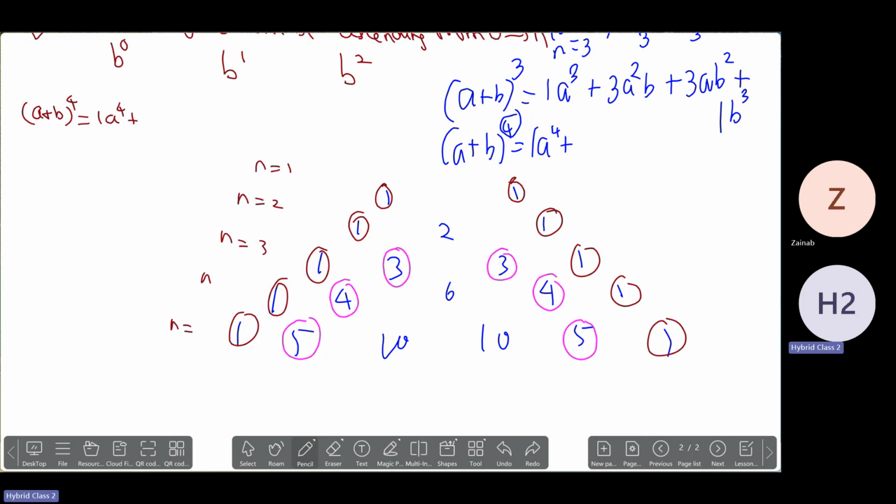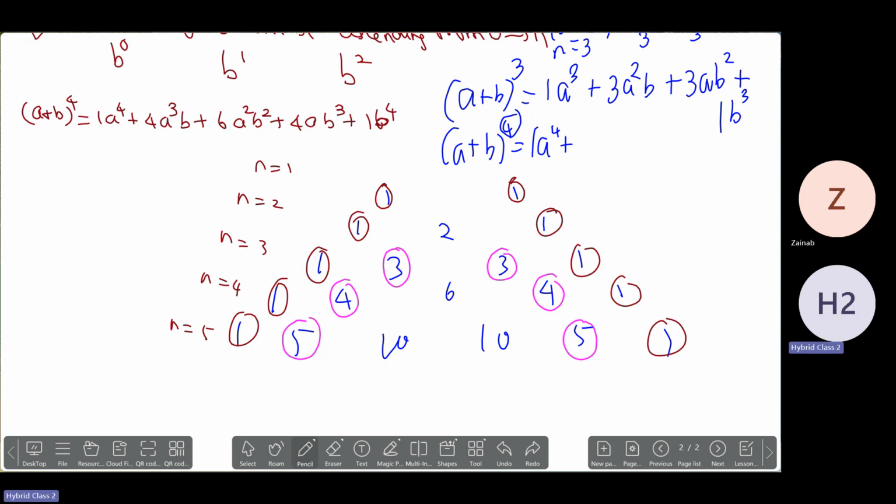So this is for n equal to 1, n equal to 2, n equal to 3, n equal to 4, n equal to 5. For n equal to 4 it is 1, 4, 6, 4, 1, right? So 1 a power 4, then 4 a cube b plus 6 a squared b squared plus 4 a b cube plus 1 b power 4. That is the answer. This way only, let's try.